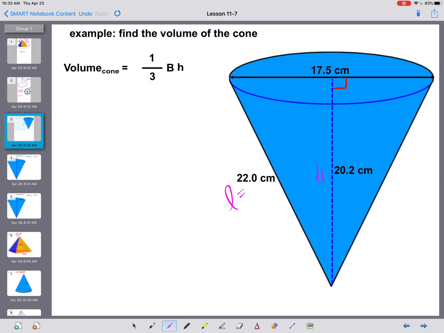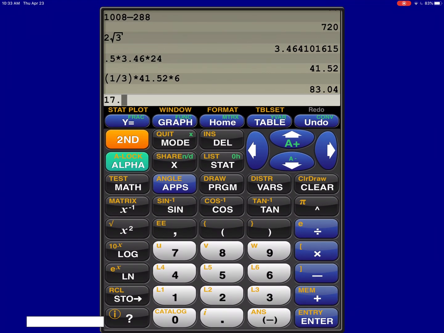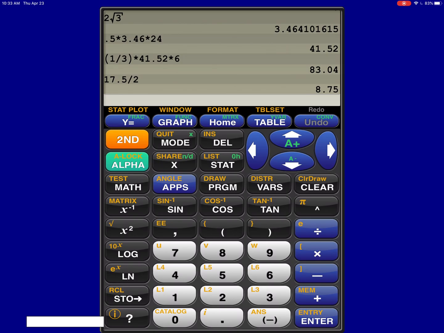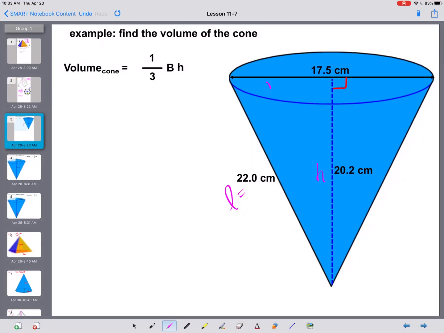Okay. Now, for our base area, we're going to need the radius because the base area is pi r squared. So let's figure out what half of 17.5 is. Let's go do that. 17.5, cut it in half. There it is, 8.75. Okay, so the radius is 8.75. That's the number we're going to need for our base area.